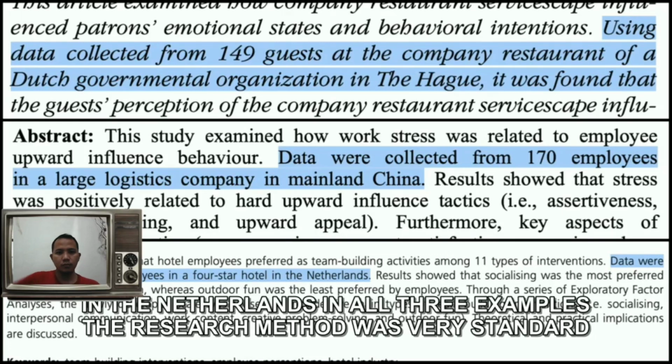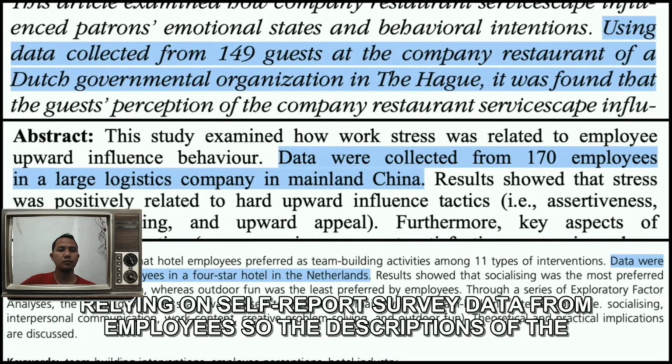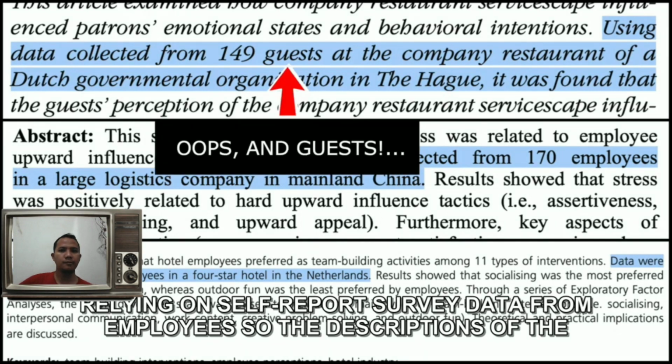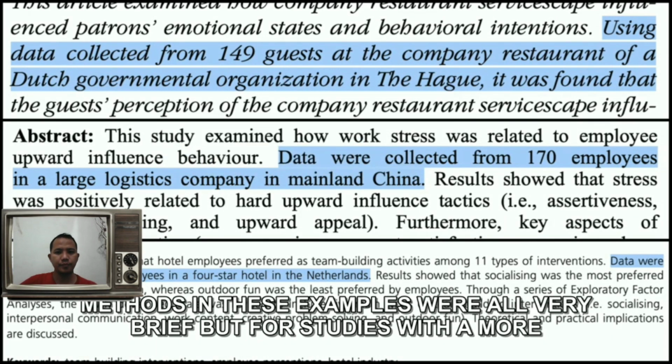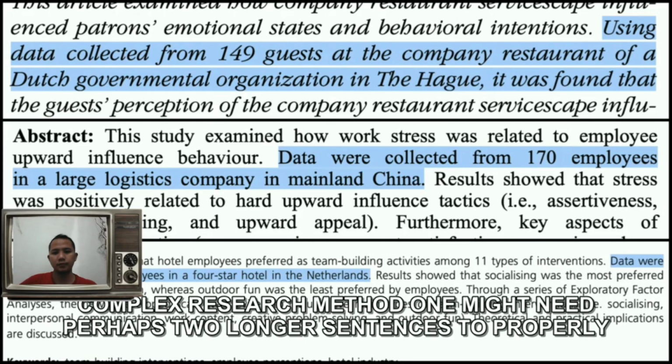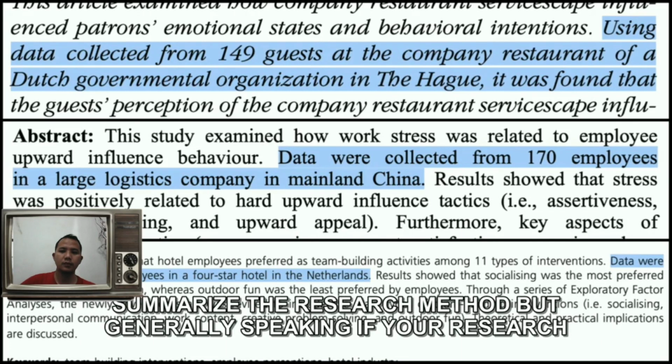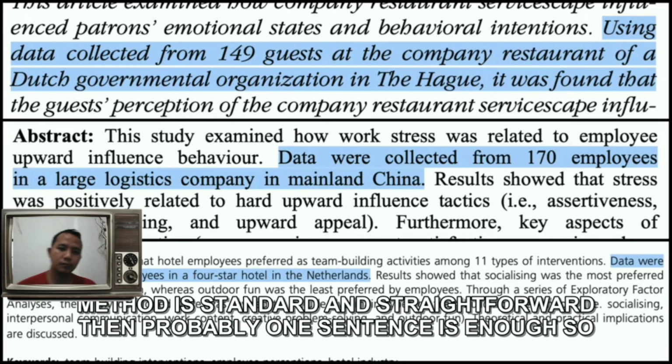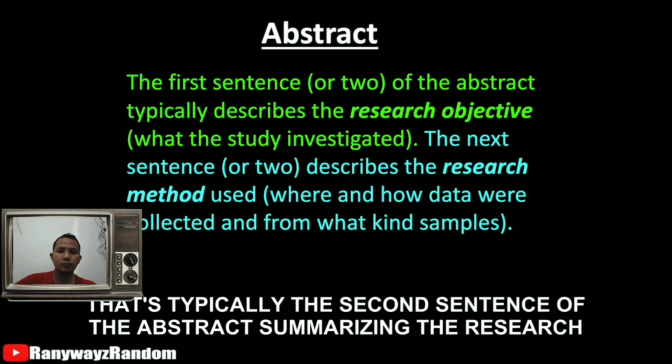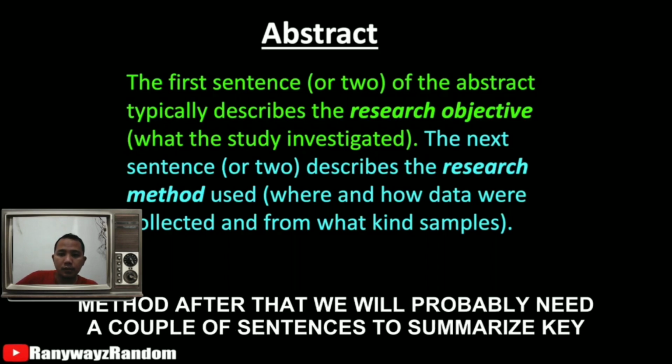In all 3 examples, the research method was very standard, relying on self-report survey data from employees, so the descriptions of the methods were all very brief. But for studies with a more complex research method, one might need perhaps 2 longer sentences to properly summarize the method. Generally speaking, if your research method is standard and straightforward, then probably 1 sentence is enough. So that's typically the second sentence of the abstract, summarizing the research method.